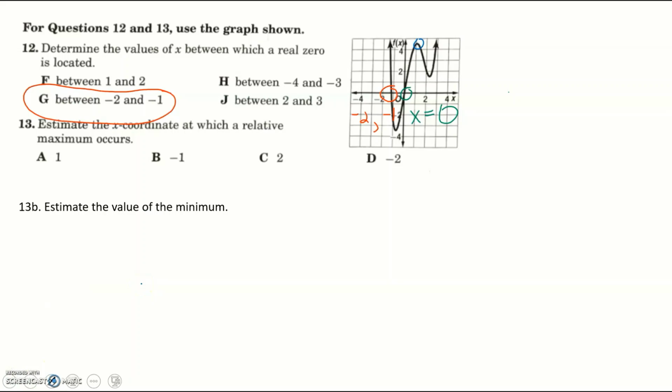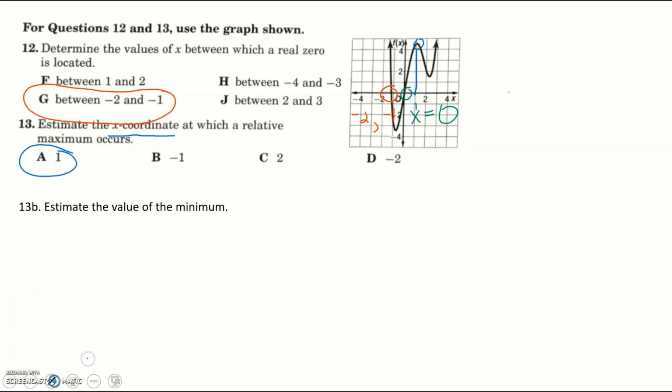So if we look at that point, again, we want to know the x-coordinate at which that max occurs, right? The maximum is actually the y-value, because that's the highest that y is in that little section that's relative. So what's the x-coordinate? That's what the question asks. If we go straight down, that x-coordinate would be 1. So our answer would be A, 1.